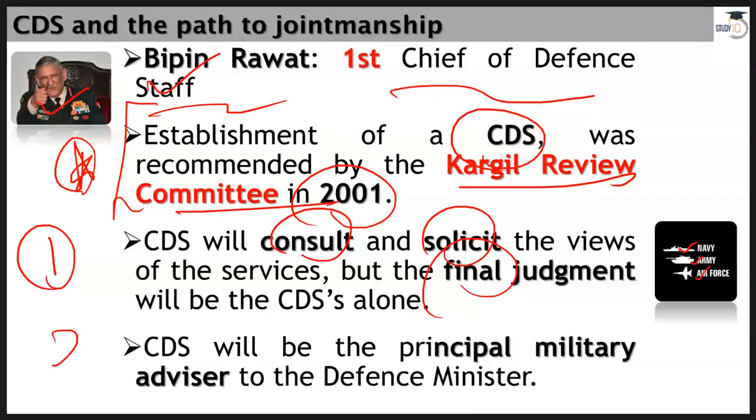CDS will be the principal military advisor to the defense minister. A very important point. Who is going to be the principal military advisor to the defense minister? Defense secretary, CDS, army chief, you can get this sort of options. So it's CDS.